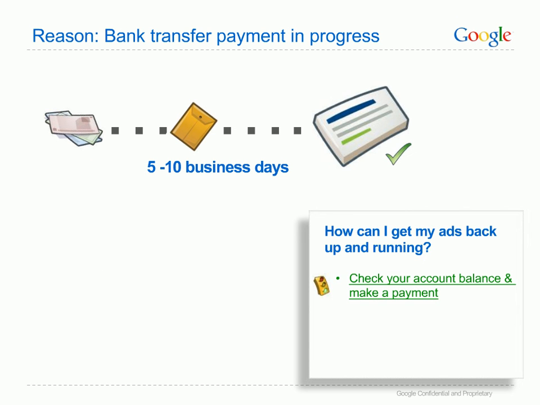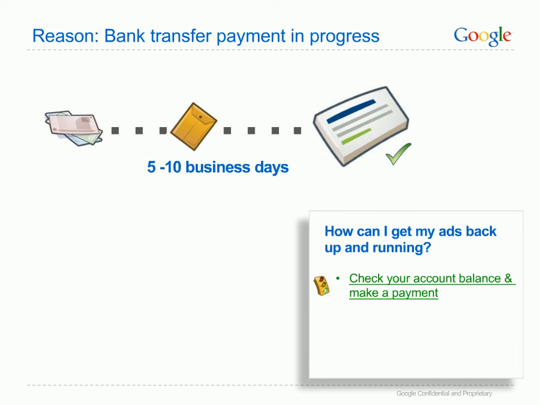If your account has run out of funds, your ads will temporarily be stopped from showing until a new payment has been received. If you've just made a payment using bank transfer, it's possible that we haven't received your payment yet. It normally takes 5 to 10 business days for Google to receive a bank transfer, at which point your ads will be automatically reactivated. If you've already submitted a bank transfer payment, please be patient. It normally takes 5 to 10 business days to go through.